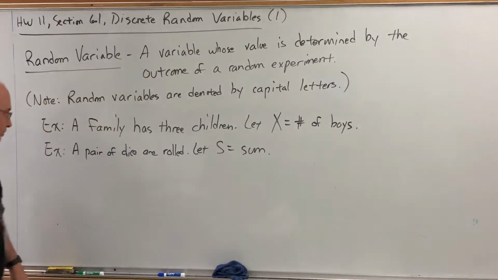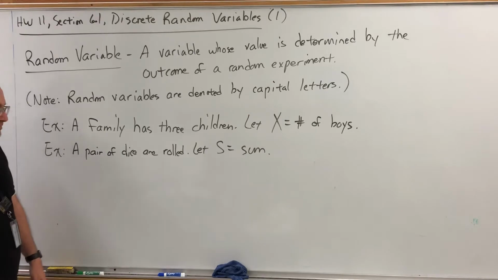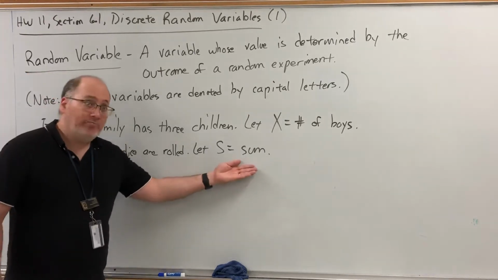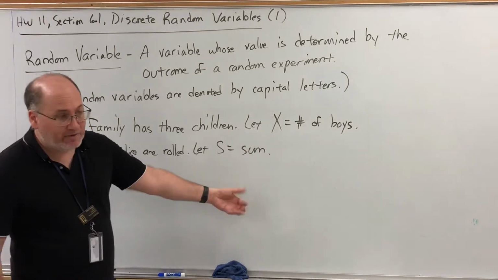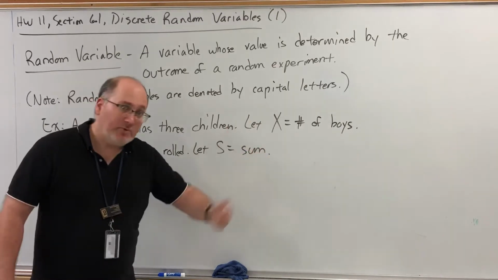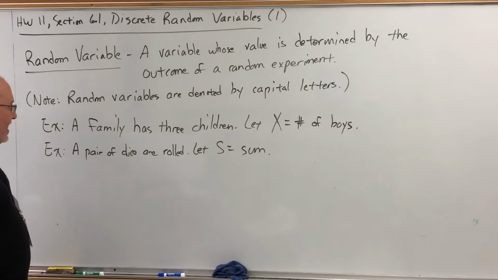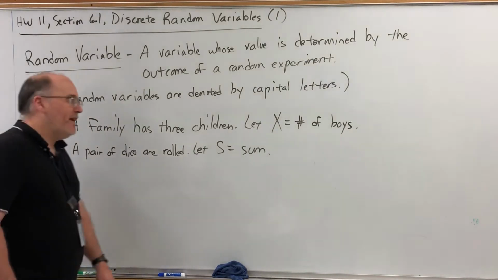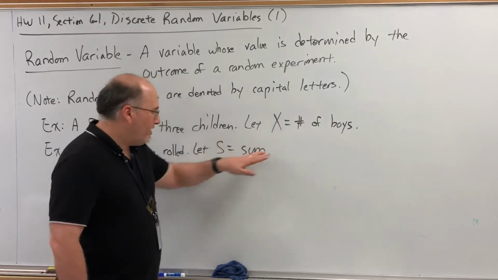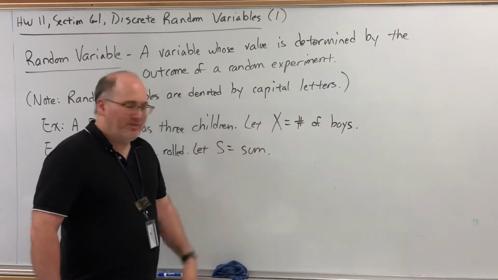Or another example, let's say you roll a pair of dice and let S equal the sum. For example, you're playing Monopoly, you roll a pair of dice and you see what the sum is. Both of those would be examples of random variables. And in fact, both of these would be discrete random variables because their values are discrete, meaning that there are gaps between the possible values.